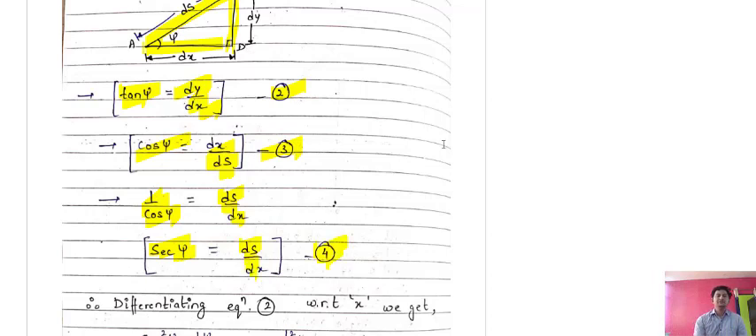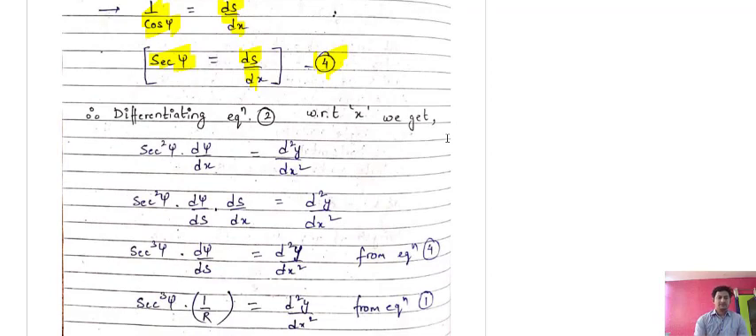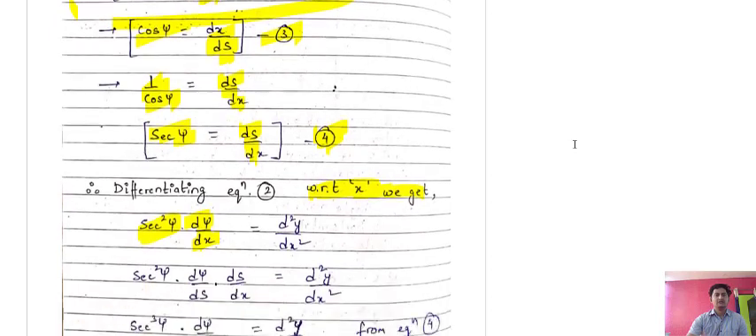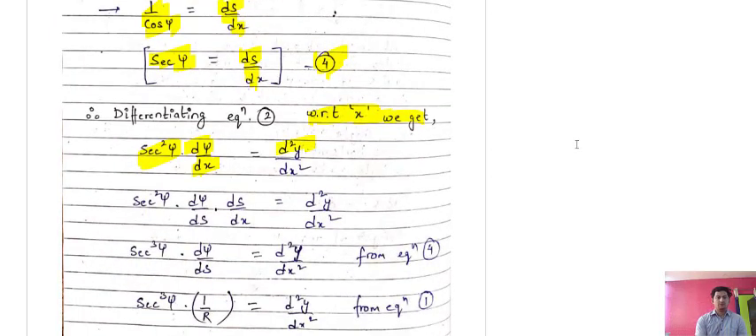Now we will differentiate the second equation with respect to x. The differentiation of tan psi will be sec square psi, and the differentiation of psi will be d psi upon dx, and this equals the derivative of dy upon dx, which gives the second derivative, d square y upon dx square. I hope this point is clear.